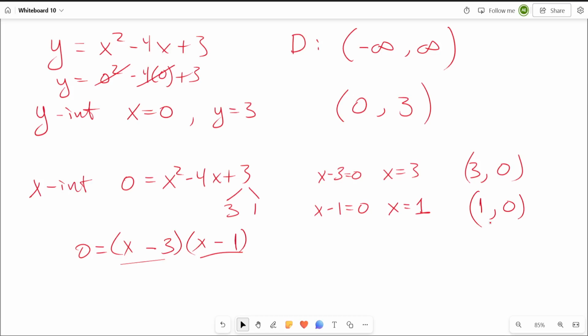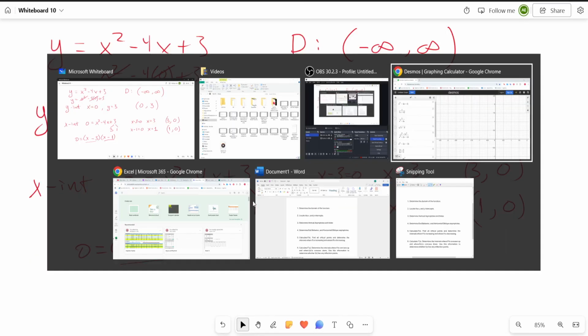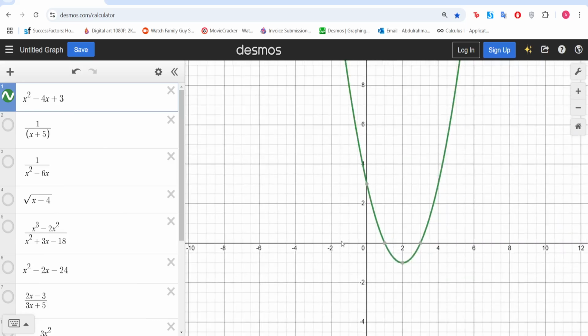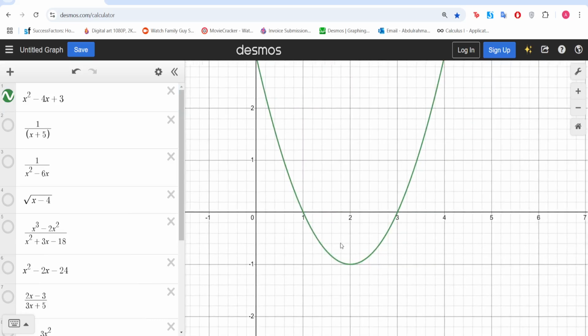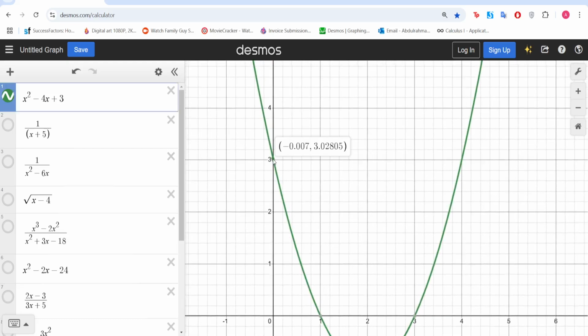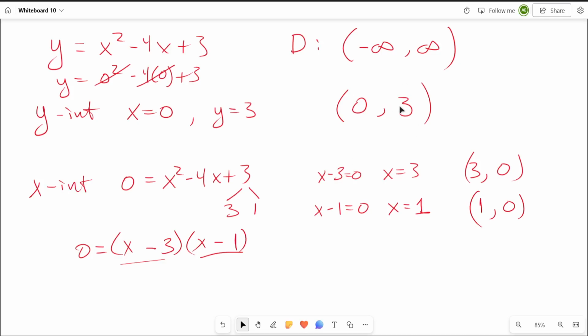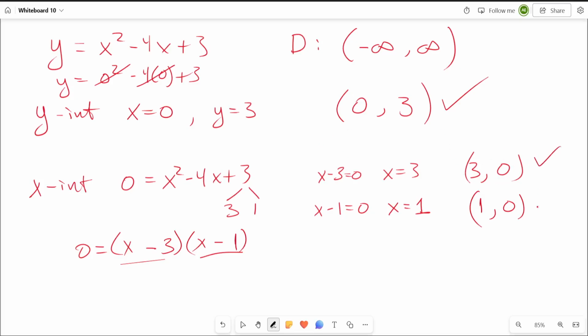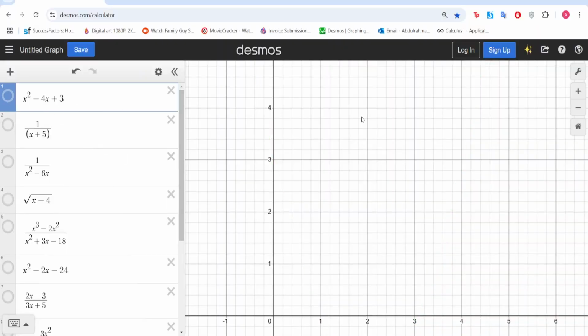Let's check if our solution is correct. Let's try to plot this function and watch. What we calculated is that the domain is all real numbers. Yes, it can be any single value. And our y-intercept, we calculated it as (0, 3). That is our y-intercept. Our x-intercepts were (1, 0) and (3, 0), and these are the correct answers.